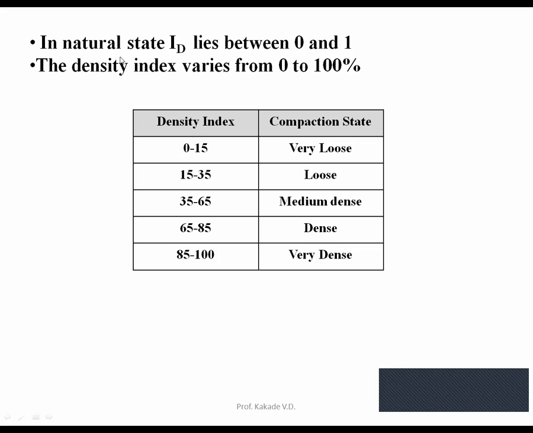Here you can see the density index and the compaction state. When the value is lowest, the density is minimum. As ID increases, density increases. ID is never achieved at 100%. It may reach 97 or 96, but it will not be 100%.